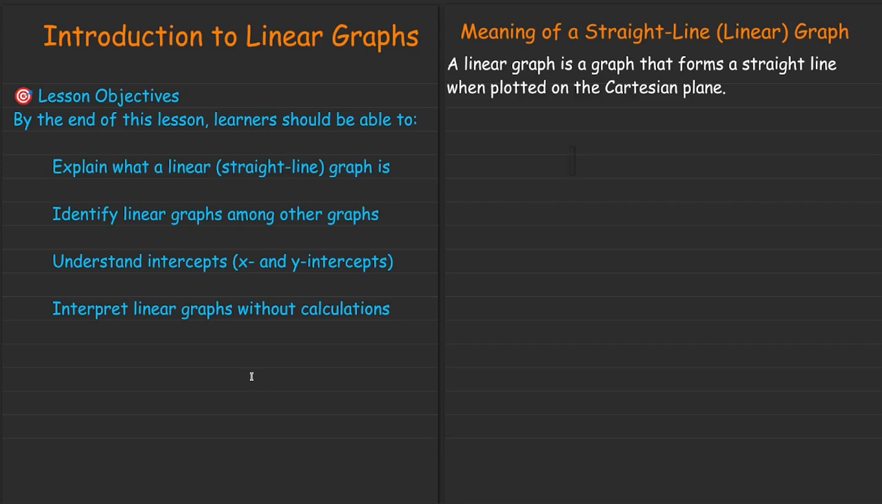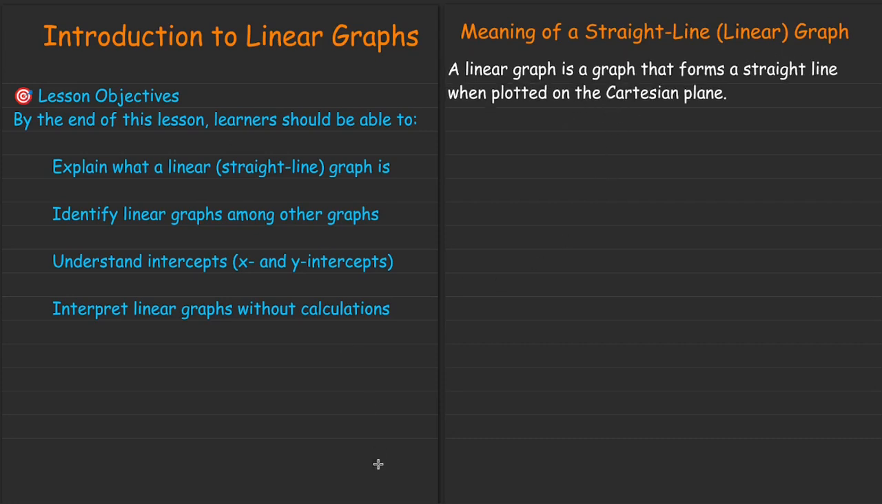So when we talk of a linear graph or a straight line graph, what does it mean? For a straight line graph, it is just a graph that forms a straight line. So its name defines it. It forms a straight line when you plot it on the Cartesian plane. We will plot some right now so you actually know what it looks like.